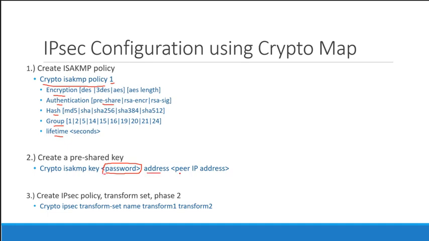The keyword address, and then our peer address. So not our own address, it's who we're peering with on the tunnel. We'll create our IPsec policy, which is our phase 2, also referred to as our transform set, using the crypto IPsec transform set, the name of the transform set, and then our list of transforms.